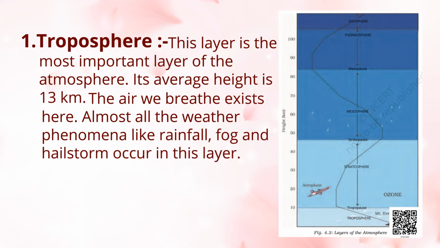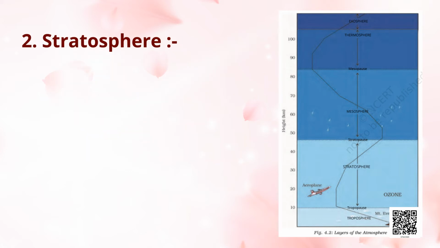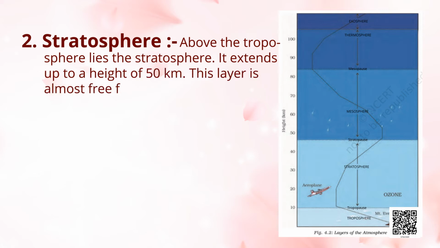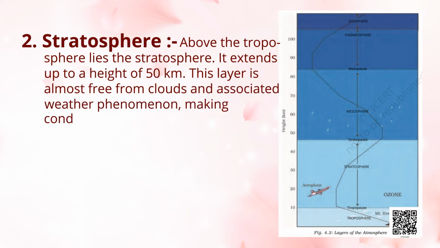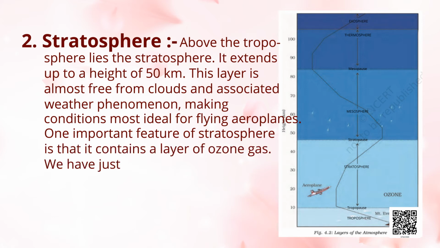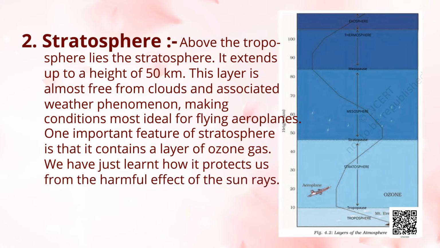After troposphere, our next layer is stratosphere. Above the troposphere lies the stratosphere. It extends up to a height of 50 km. This layer is almost free from clouds and associated weather phenomena, making conditions most ideal for flying aeroplanes. One important feature of the stratosphere is that it contains a layer of ozone gas. We have just learnt how it protects us from the harmful effect of the sun rays.